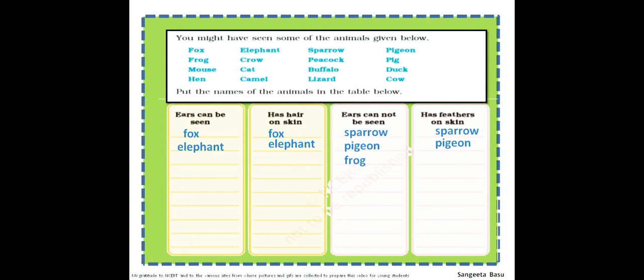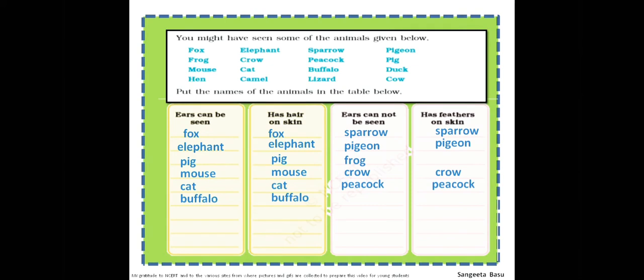Ears cannot be seen, has feathers on skin. Next comes the pig. Yes, we can see the ears of the pig. We have done an exercise in video 1 also, isn't it? And it has got hair on the skin. Mouse also, cat and buffalo. All these are animals whose ears can be seen and they have hair on their skin.